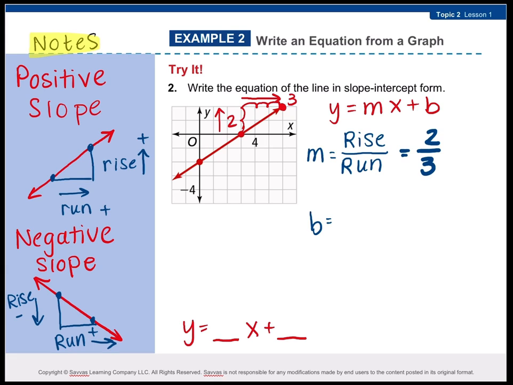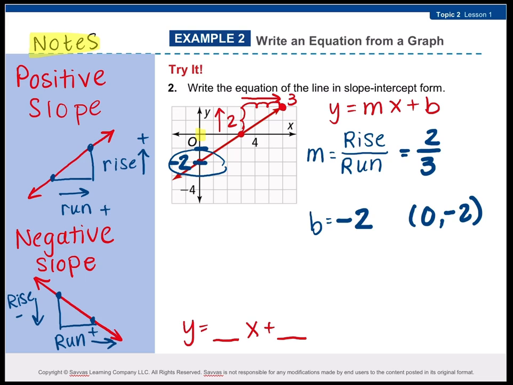B is even easier because I just have to look to find it. B is the y-intercept, so it's where my red line intercepts with the y-axis. The y-axis is the vertical axis. So where do they intercept? Where do they cross? They cross here at this point right here. So what is the number for that point? I see my origin, 0, 0, and so that red point is down 1, 2 units, so at -2. So my B is -2 because there's a point on my line at 0, -2.